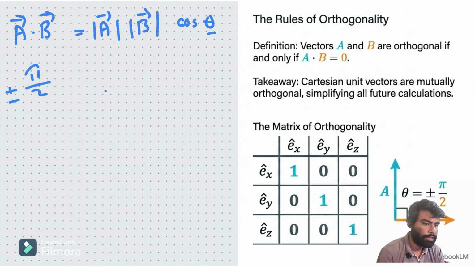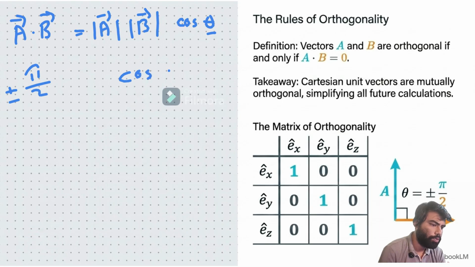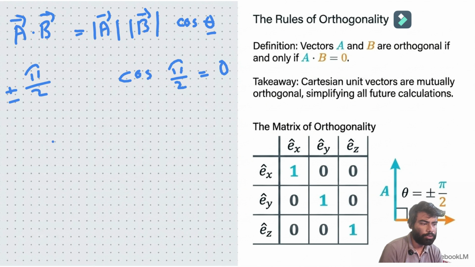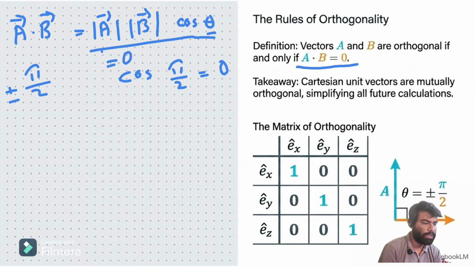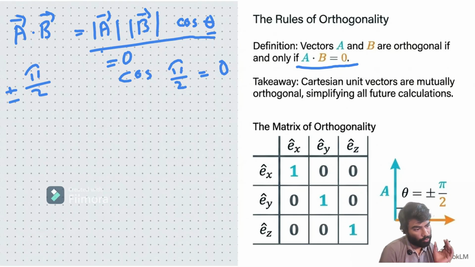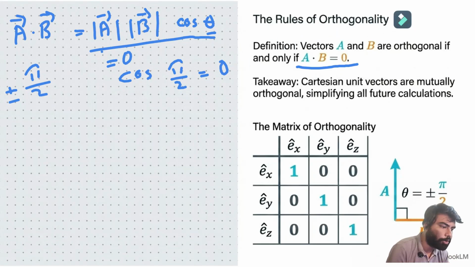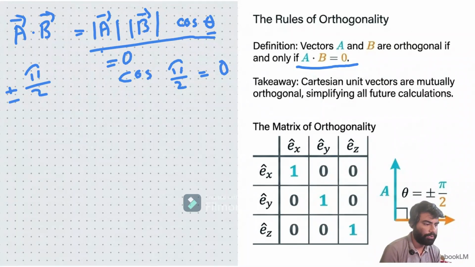Yes, the value of cos pi by 2 is equal to 0. So when it is orthogonal, that means this entire result will be 0. So when it is orthogonal, when A dot B is 0. And now we also have to understand the dot product of the unit vectors along the different Cartesian coordinates, along the x axis, y axis and z axis.